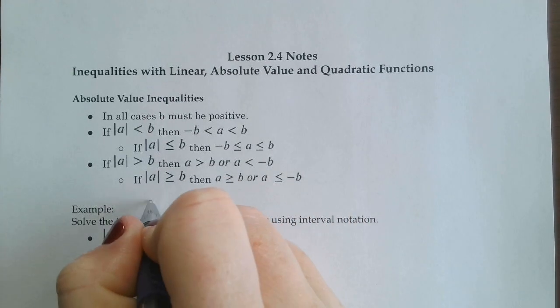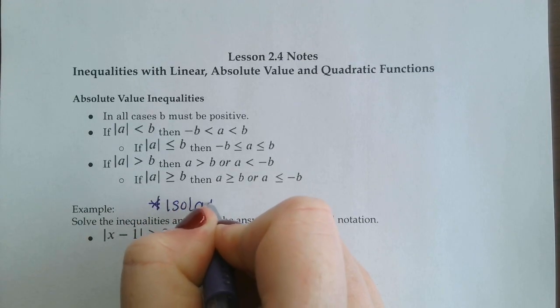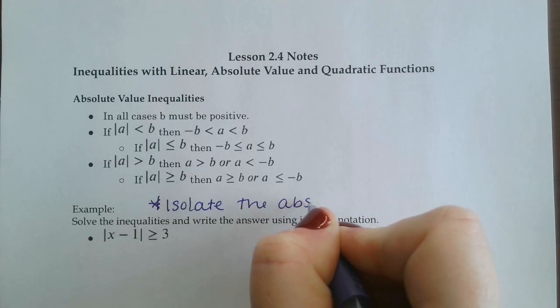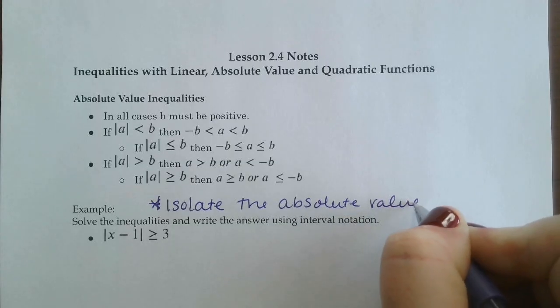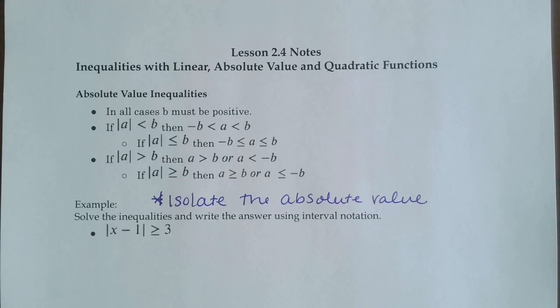And then I am going to make a little note that we want to isolate the absolute value before we move on to the next step. So let's solve the inequality and write using interval notation. We'll first do it algebraically, and then we will move on to graphically. And there's two different ways in which we can do this graphically that I'll show you.